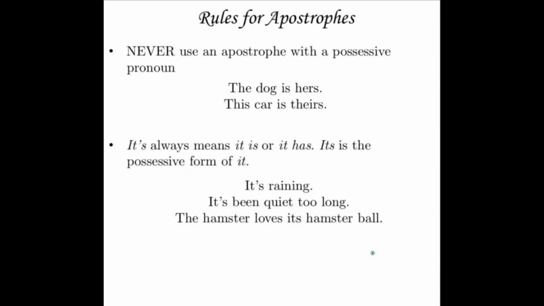Never, never, never use an apostrophe with a possessive pronoun. Check the lesson on pronouns in basic grammar if you're not clear on this. But if you were saying the dog is hers, you never need an apostrophe. You don't write H-E-R apostrophe S. No, never, ever do that. I will hunt you down. This car is theirs. Again, no apostrophe. You don't need one. Pronouns are their own set of rules.